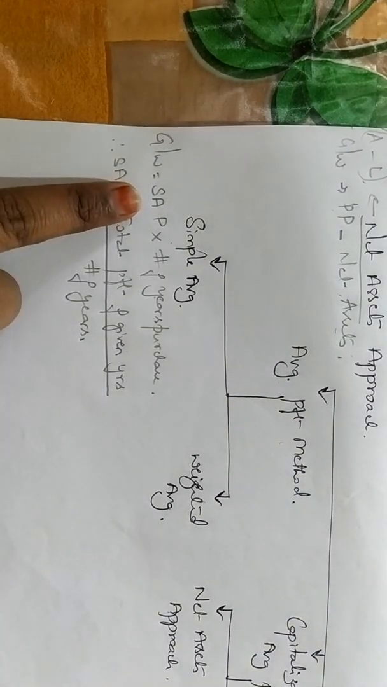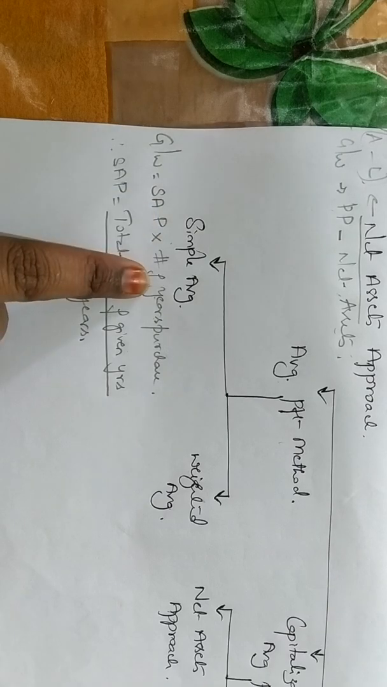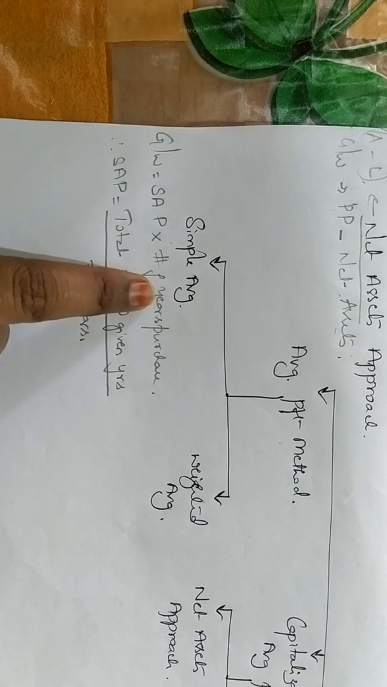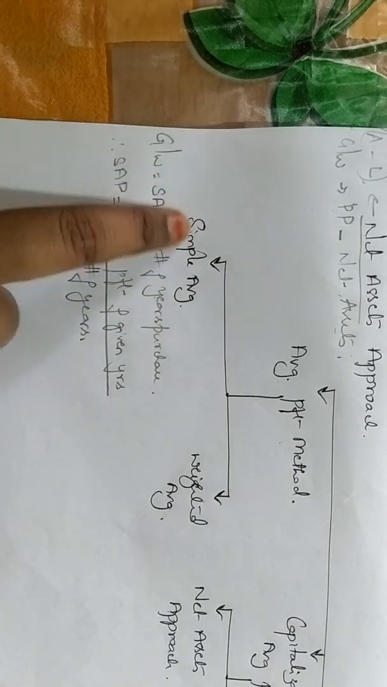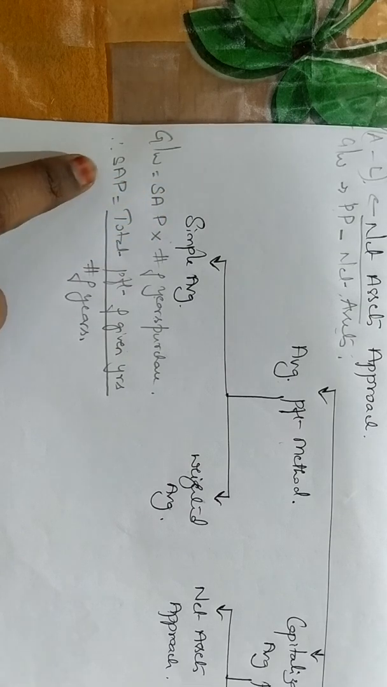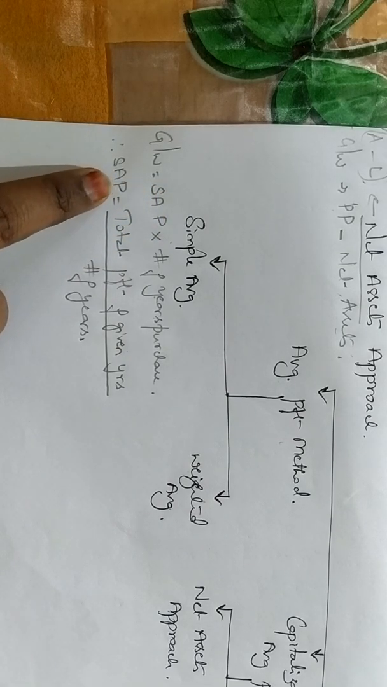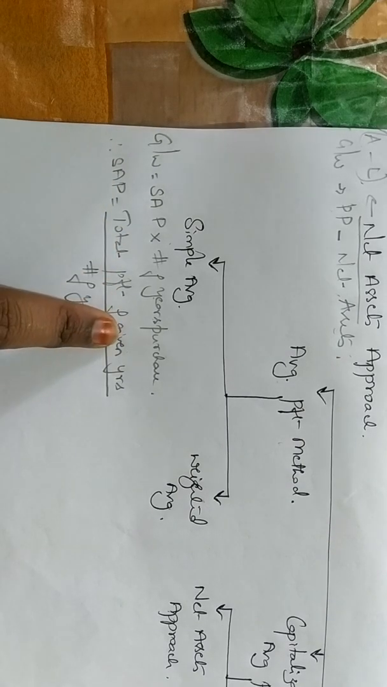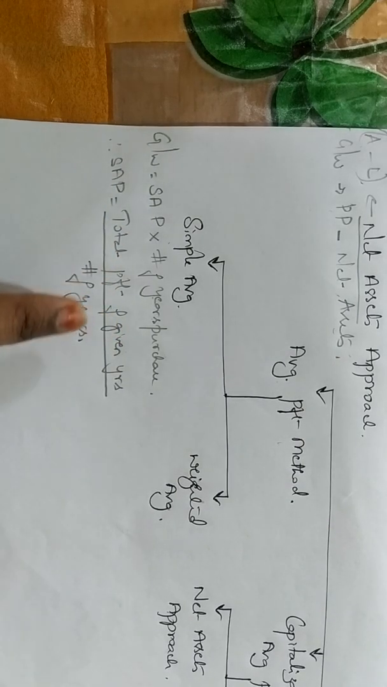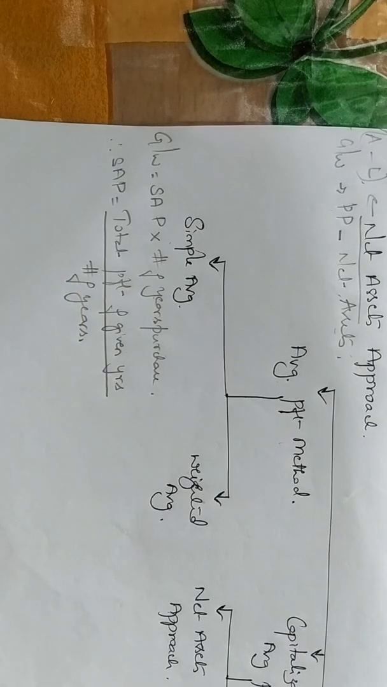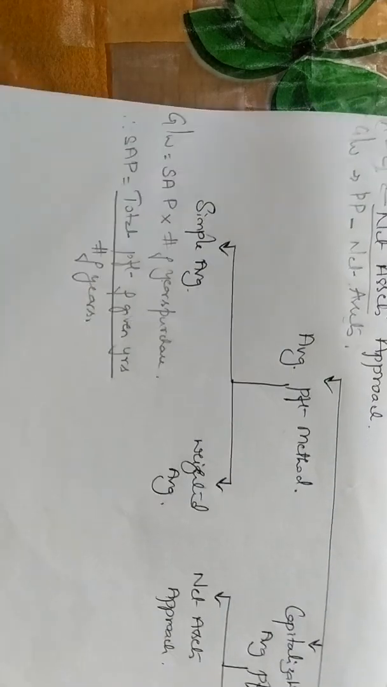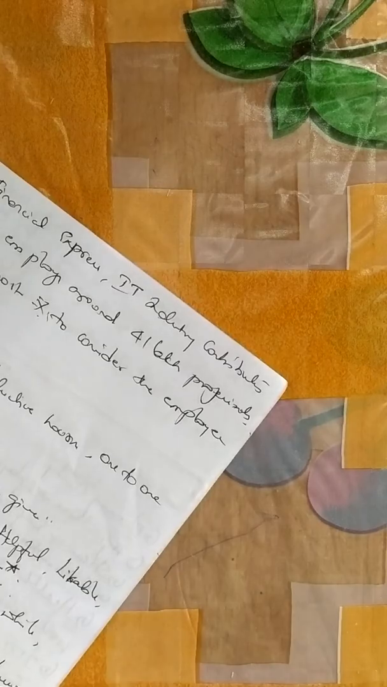Goodwill calculation is simple average profit into number of years purchase. This is there in the question. You should find out simple average profit. The name itself says it is average profit, so take the average of the profit. How will you take it? Total profits, which is given in the question, divided by number of years. I will just show you a problem so that you will understand. So now we'll go with the simple average method.